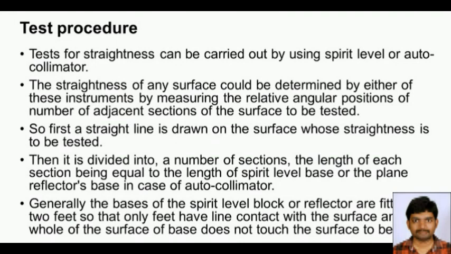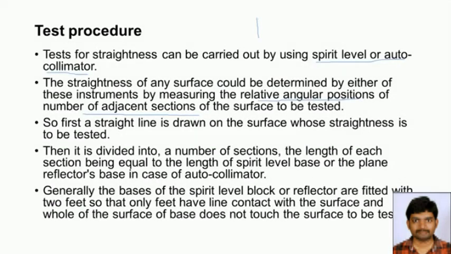So what we have to do is draw a line on the surface whose straightness is to be inspected, like this. So this is the surface to be inspected, and here we have to draw a straight line, and then we have to divide this straight line into number of equal parts, the distance between two adjacent lines being L. So this distance is L, where L is the distance between the 2 feet of the base of the spirit level.